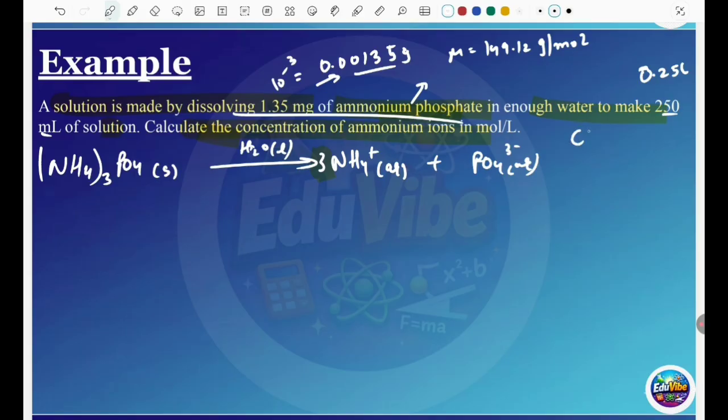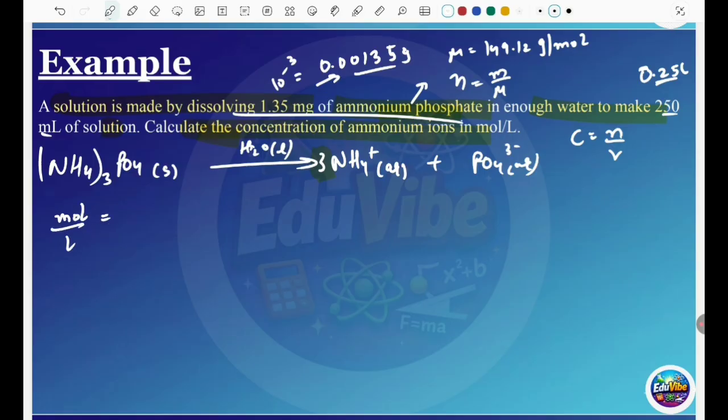So the concentration is equal to n upon V. You can find n from the small m upon big M, and then you divide this by the volume. You can do that, and you can do the unit analysis too to find the mole per liter. So for this, I will do the unit analysis first.